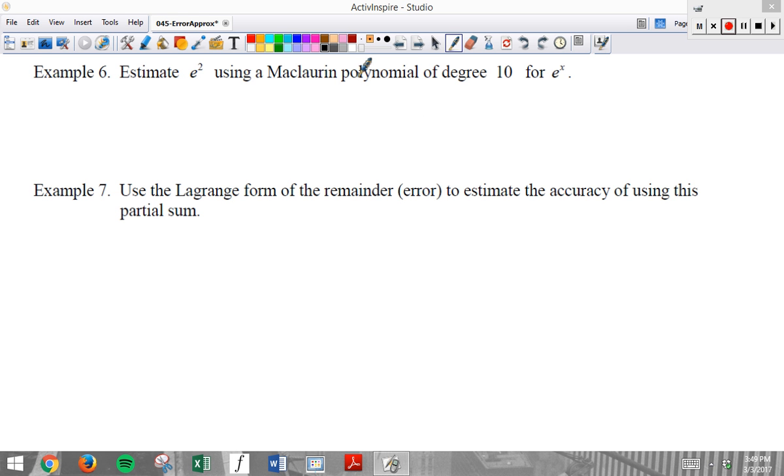Estimate e squared using a Maclaurin polynomial of degree 10 for e to the x. So a Maclaurin polynomial, Taylor polynomial, centered at 0, right? C equals 0, okay? A degree 10. Guess what? The standard series you memorize for e is the Maclaurin polynomial. So I'm going to estimate.